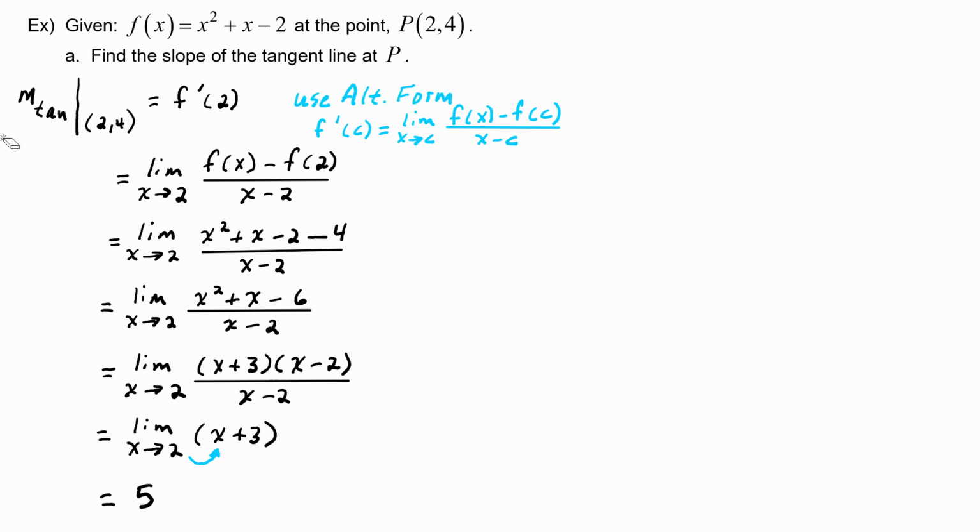So now we know the slope of the tangent at the point (2, 4) is equal to 5.